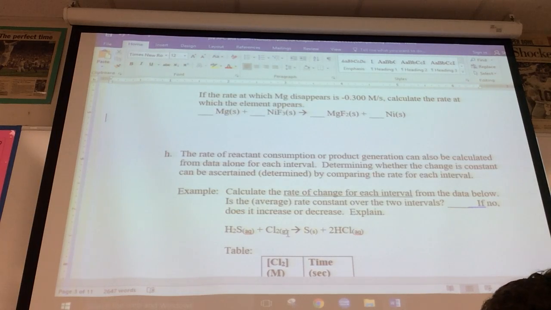I don't know why these say solid. It's kind of stupid. That should say aqueous. So should that. Otherwise, it's not really going to go.